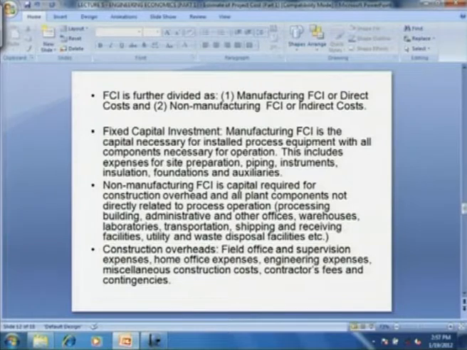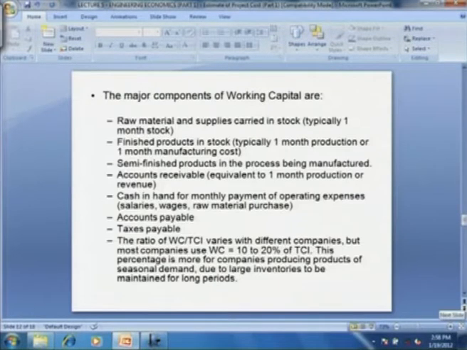Now non-manufacturing fixed capital investment is the capital required for construction overheads and all other plant components that are not directly related to process operation, like processing buildings or administrative and other offices, warehouses, laboratories, transportation, shipping and receiving facilities, utilities and waste disposal facilities, and so on and so forth. The construction overheads are the field and office supervision expenses, the home office expenses, engineering expenses, miscellaneous construction cost, contractor fees and contingency.